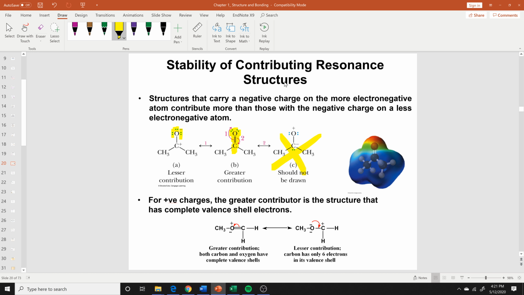Okay, which one is the major contributor? Always try that your major contributor is the structure that has its atoms satisfying the octet rule. And in this case, carbon satisfies the octet rule. Oxygen does satisfy the octet rule, but carbon here is a zero formal charge, and it does satisfy the octet rule in there. It does have 4 bonds. So carbon having 4 bonds is more stable than carbon having 3 bonds and the positive charge. This is why it is a greater resonance contributor.